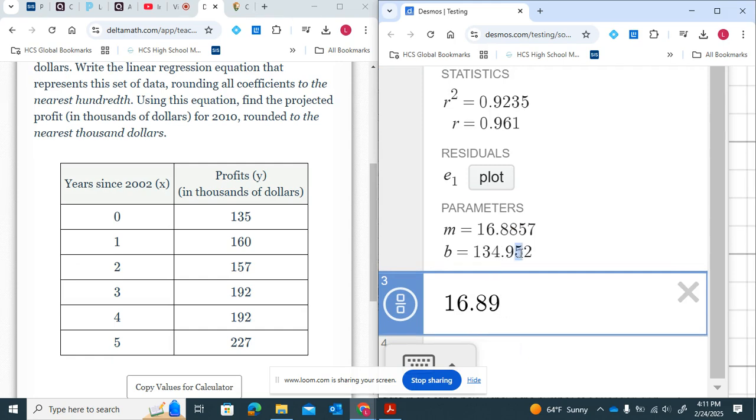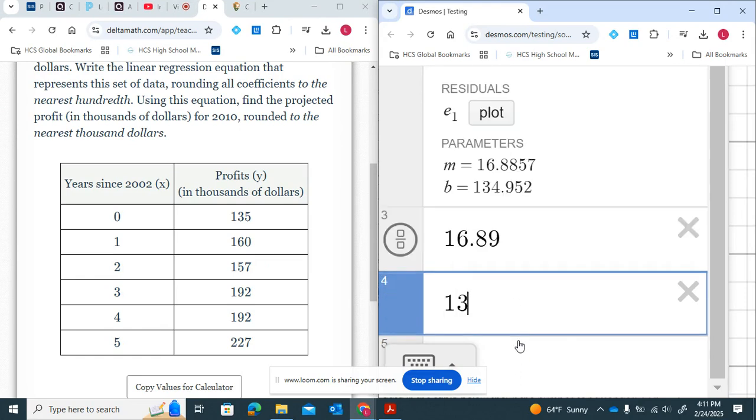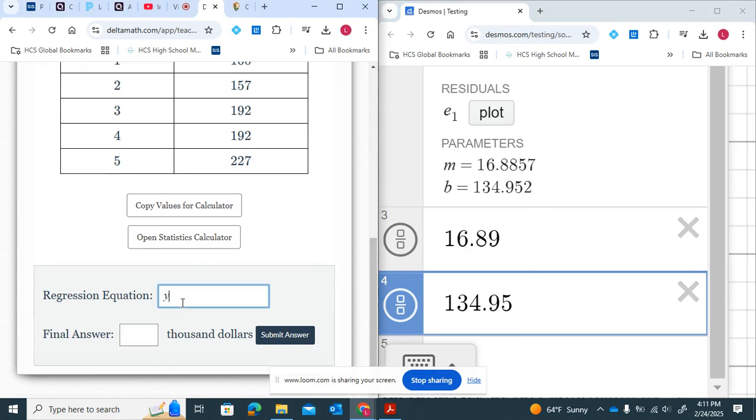That's my slope. And my y-intercept, same thing. There's a 5 here. That's my hundredths place. But if I look, there's a 2 next to it. So I keep it a 5. So my y-intercept is going to be 134.95. I do not have to round that one up because there was a 2 next to the 5. So my equation is y equals 16.89 is my slope, so I need an x next to it. And I add, because it's positive, 134.95.